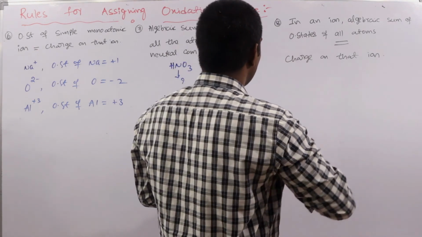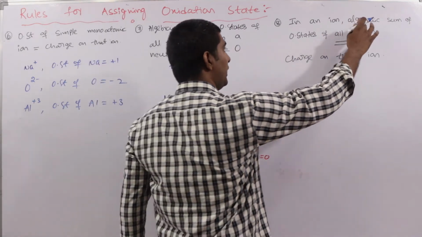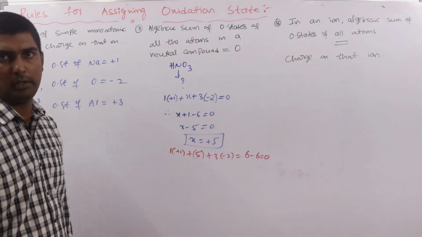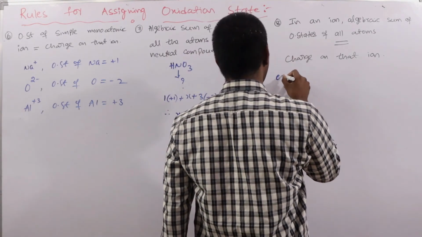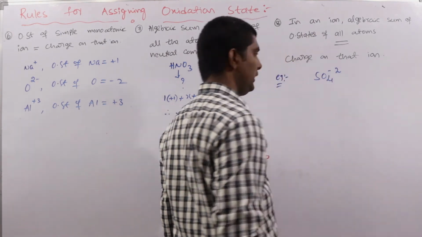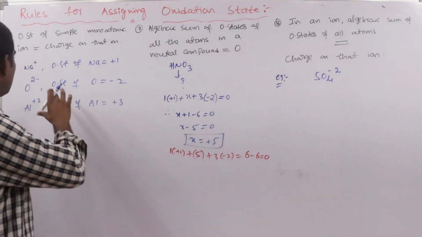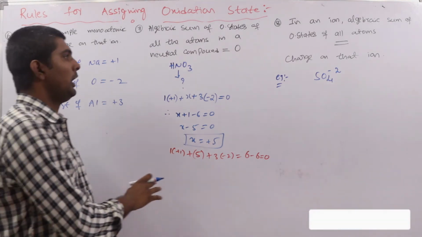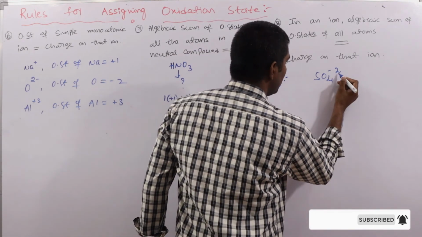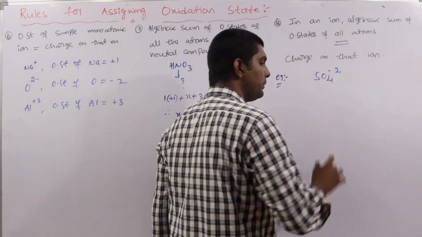Next, in an ion, the algebraic sum of oxidation states of all the atoms is equal to the charge on that ion. For example, take SO4 2-. This is a molecular ion. These are the simple monoatomic ions, where only one atom is present, but here they are molecular ions. Don't think this -2 is for the oxygen, not like that. This is the charge of this whole species.